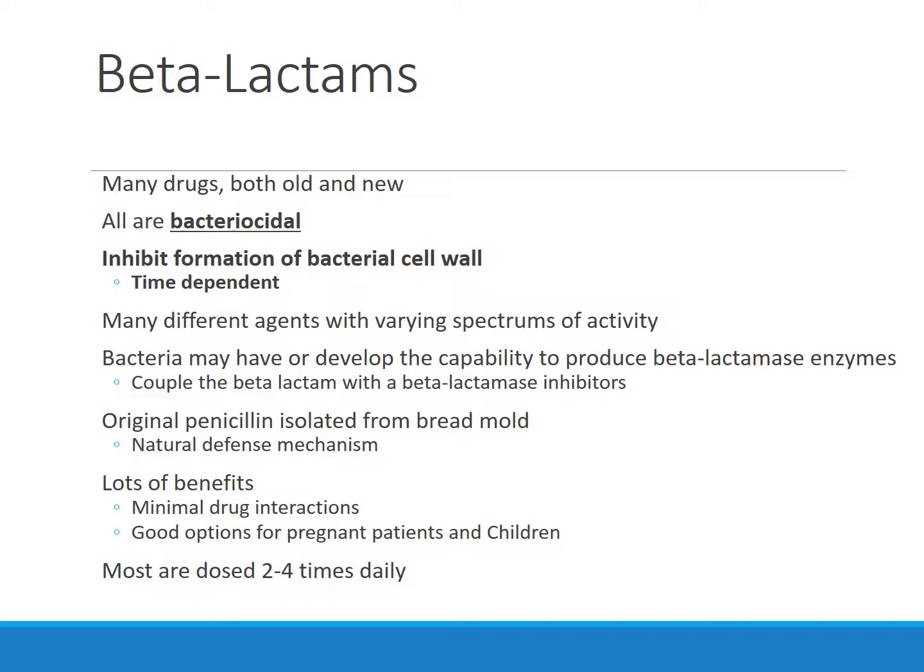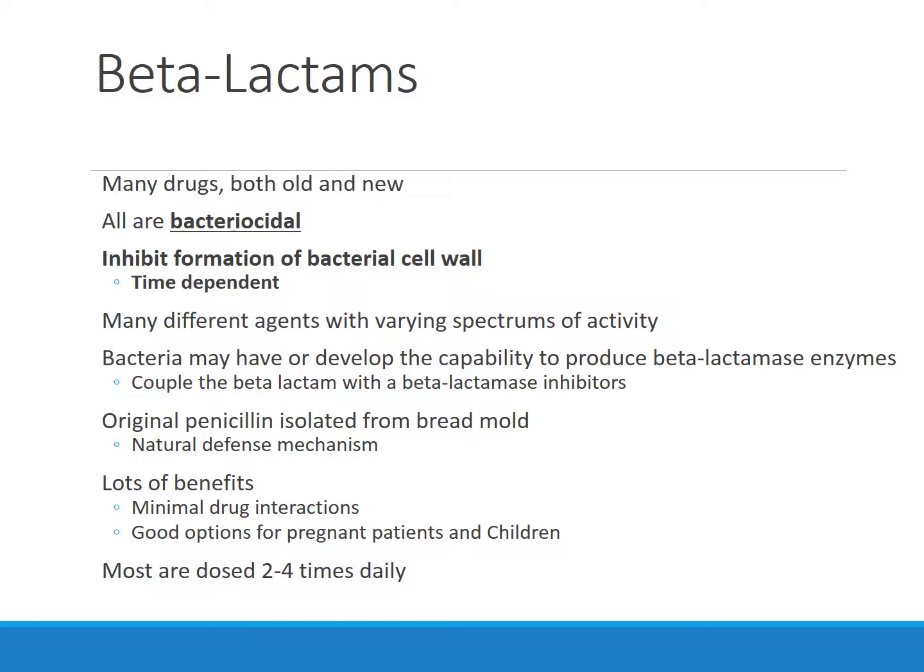Beta-lactams are all bactericidal. They have pretty fast killing rates, which is an advantage to using them. And they all work by inhibiting formation of the bacterial cell wall. They're time-dependent killers, so really you need time over MIC. So you want just to get that MIC up to a certain amount. So we don't have to load people with massive doses of beta-lactams. We just have to keep a relatively decent dose consistent throughout the course of treatment.